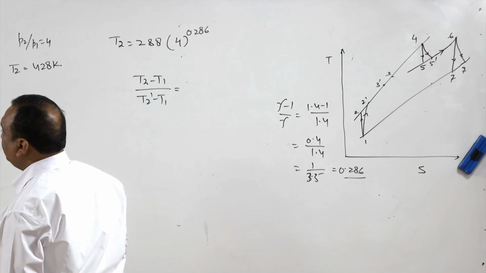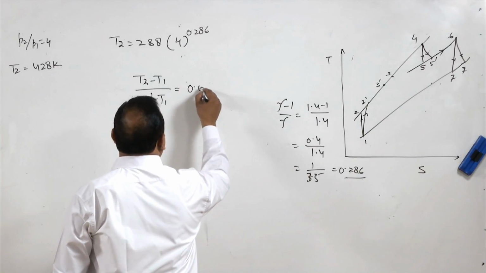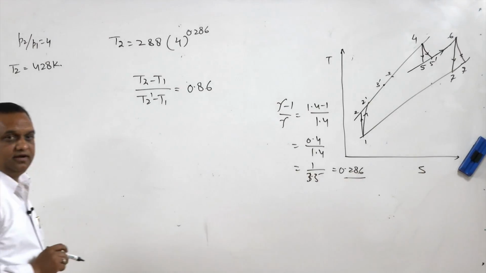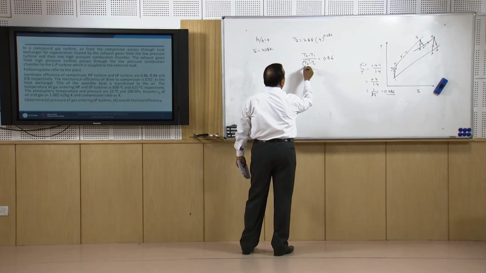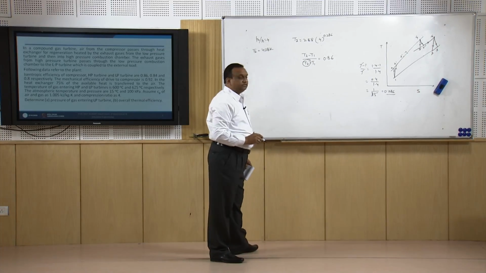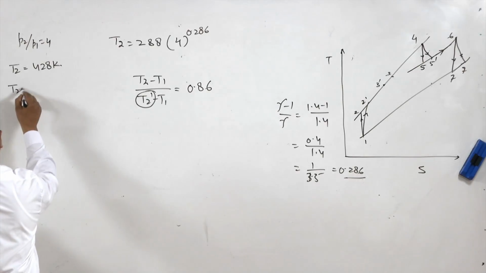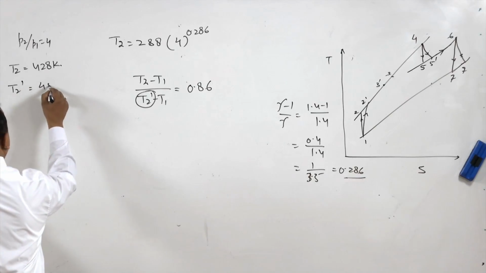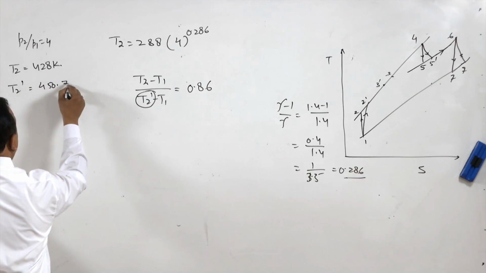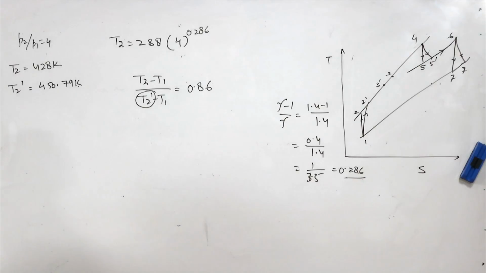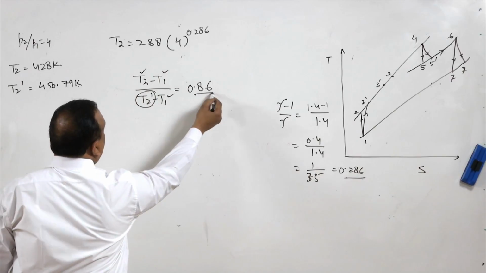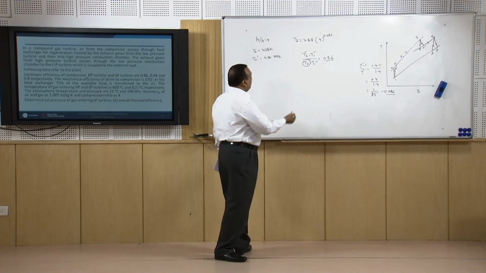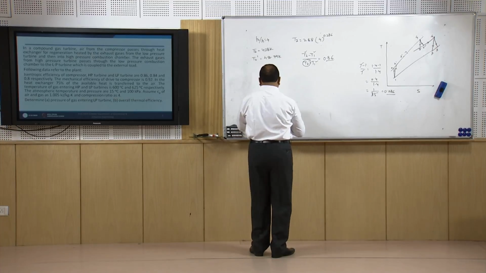Efficiency of the compressor is 0.86, right. Now, T2 is with us, T2 dash is not known. From here we will get the T2 dash, and the T2 dash is 450.79 Kelvin or 450.8 Kelvin, right. And it is easy to do. I mean, we know the value of T2, we know the value of T1, and this is known to us, and we can find the value of T2 dash.